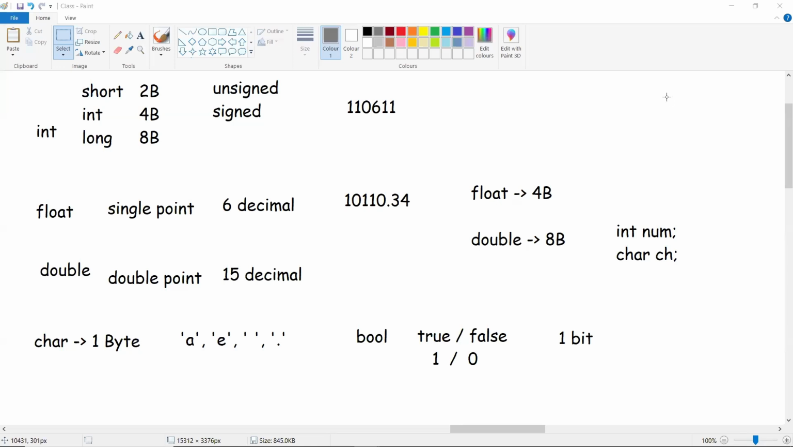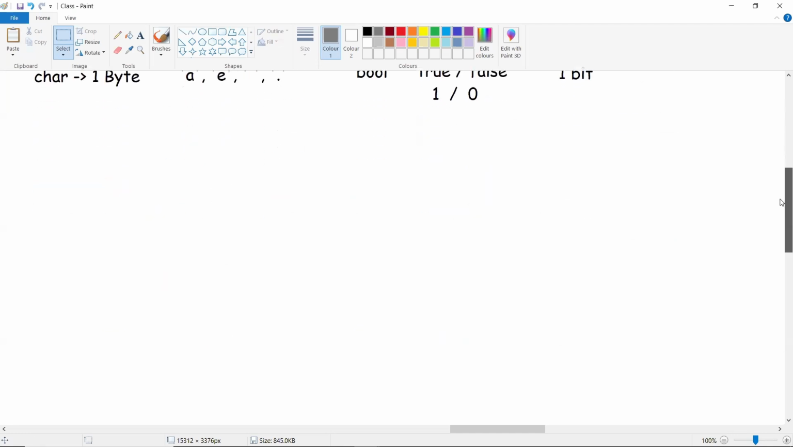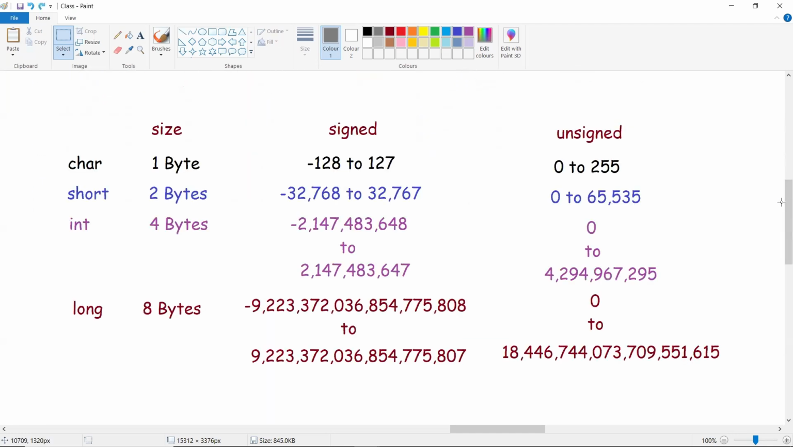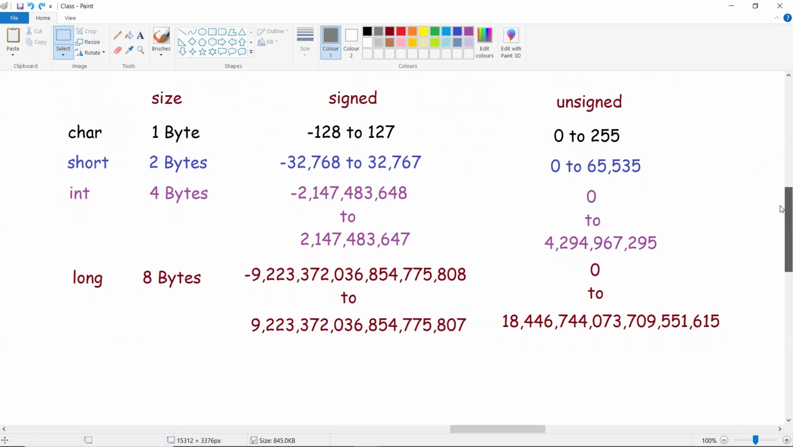Let's quickly summarize what we have seen so far with the ranges. These are the different types of ranges. Starting from char, we have 1 byte, from -128 to 127 for signed. When you go for unsigned, that would be from 0 to 255. For integer, you can hold 10 digits, up to a maximum of 4 billion when you go for unsigned. For signed, the 10th digit would be at most 2. Then you go for long. These are the number of digits you basically have for integers and characters.